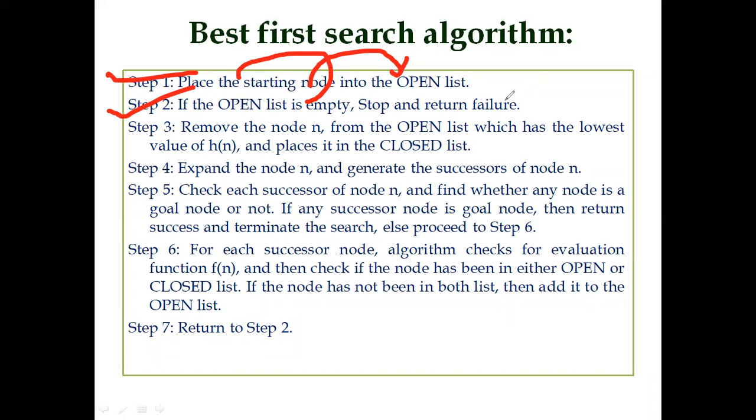Step 3. Remove the node n from the open list which has the lowest value of hn, and place it in the closed list. The open list may consist of several nodes, right? Now you will select the node which has the least value of hn, and place it in the closed list after evaluating or expanding it, which is step 4. So expand the node n and generate the successors of node n.